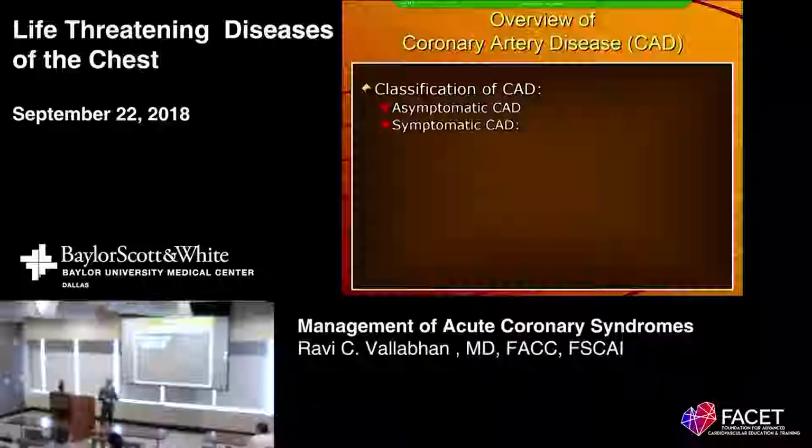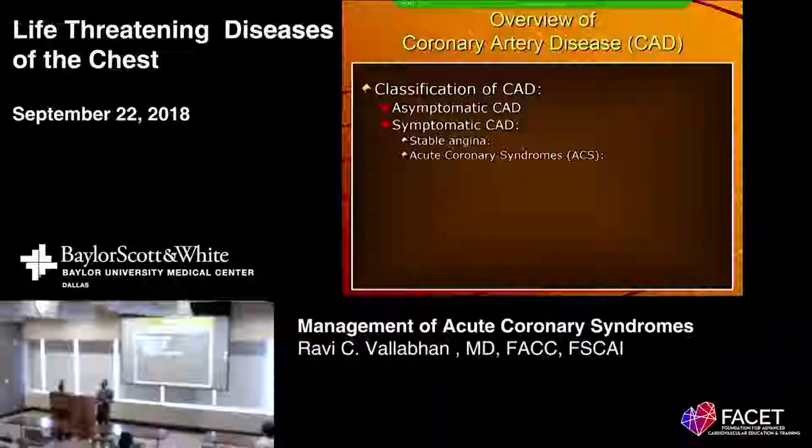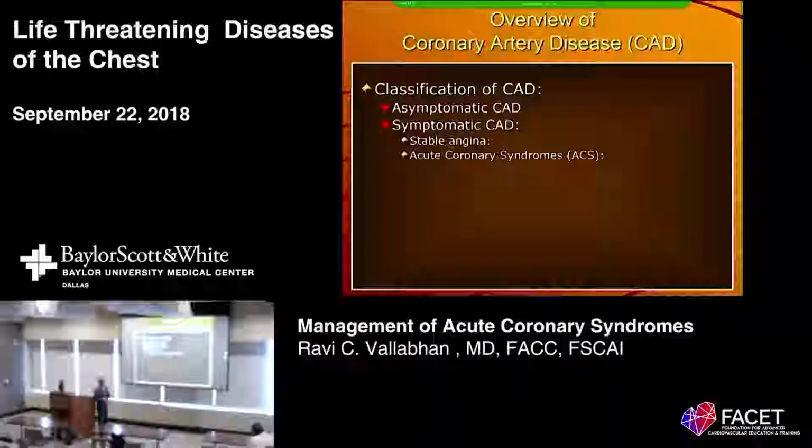Management of asymptomatic CAD is still very controversial, so we're not even going to go there. Management of symptomatic CAD falls into two broad categories: patients who present with stable angina versus patients with acute coronary syndrome. The key difference there, which dictates therapy, is what's happening at the plaque.